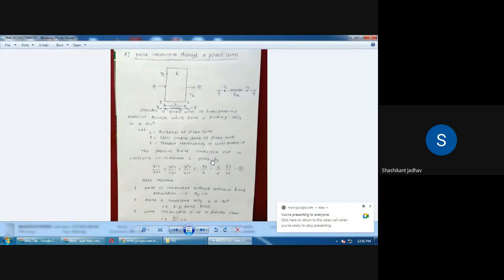Okay, so this is our equation for the heat conduction through the plane wall. So this is the plane wall, considering the heat transfer through that plane wall is Q. So our aim is to calculate the rate of heat transfer through this plane wall. So for that we consider the general heat conduction equation in Cartesian coordinate system. Then we consider the assumptions.